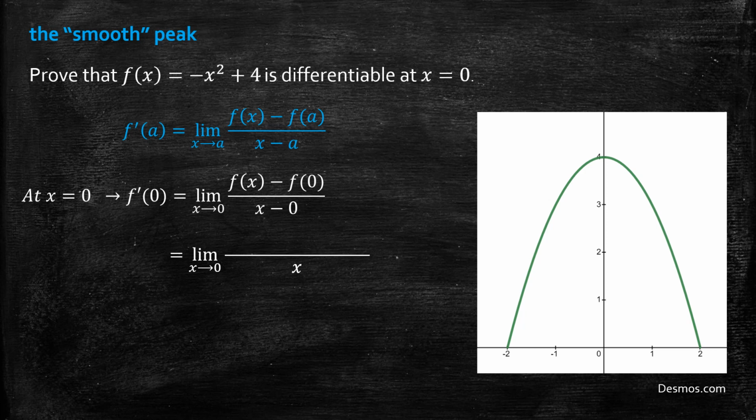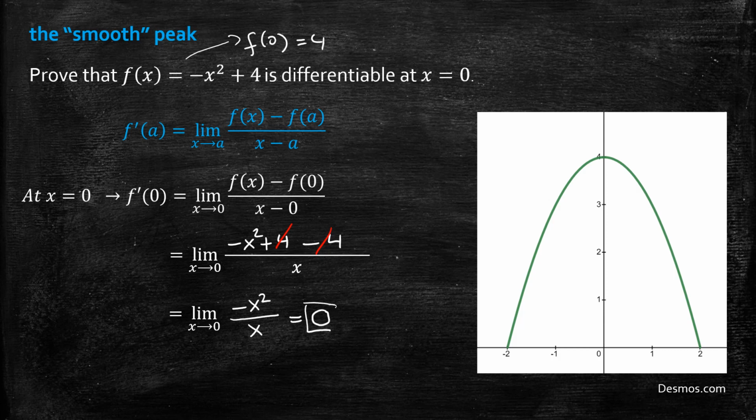So f of x is negative x squared plus 4. And f of 0, well, if we just plug 0 into here, we get 4. That's just the y-intercept, so minus 4. Notice that these cancel. The 4 and 4 cancel. And so we have the limit as x goes to 0 of negative x squared over x. We see that that is really just negative x, so we lose the x from the denominator, it cancels out, and we're left with the fact that that is equal to 0.